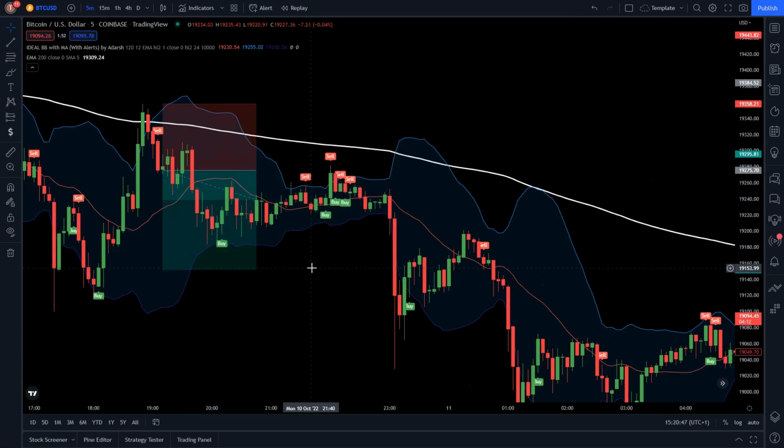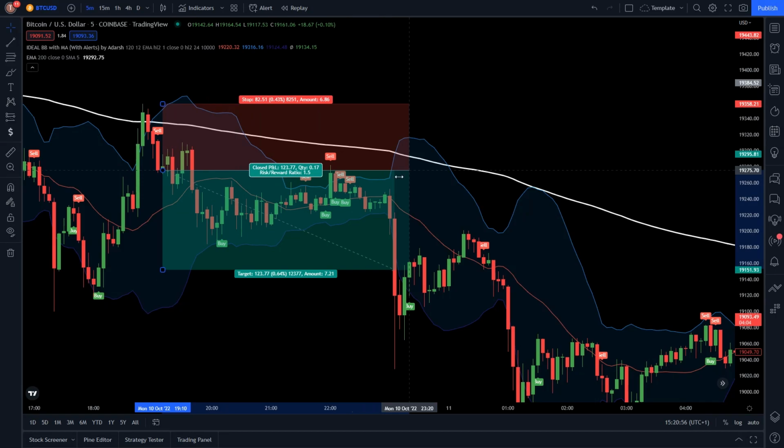It's up to you whether you want to double up your trades or not, or just let this one ride out until it hits take profit or stop loss. In this case this did hit take profit.